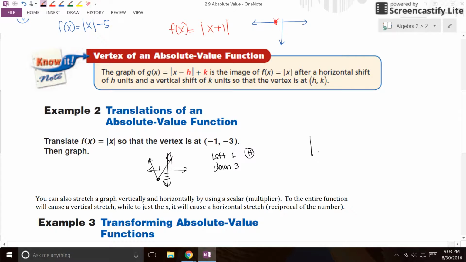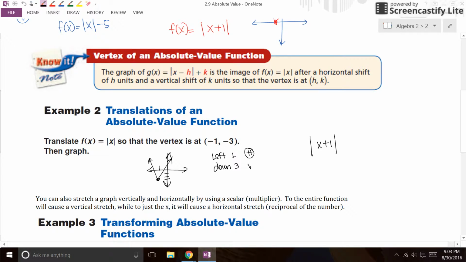So if I know that left 1 is a horizontal shift, happens to only the x value, then I can go, all right, I'm going to take the absolute value, and I'm going to go x + 1. That caused the left 1 shift because I did the opposite of what you would think. You would think left would move it negative. So I do the opposite, which is +1, and I do it to just the x.